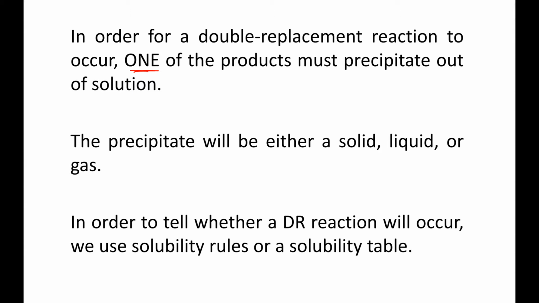Well, now you're going to be able to look at a double replacement reaction and then tell whether that reaction will actually occur or not. Now, the precipitate will either be a solid, which is an S, liquid, or a gas. Okay, in order to tell whether a double replacement reaction will occur, we use solubility rules or a solubility table.